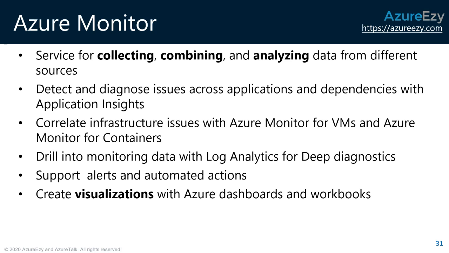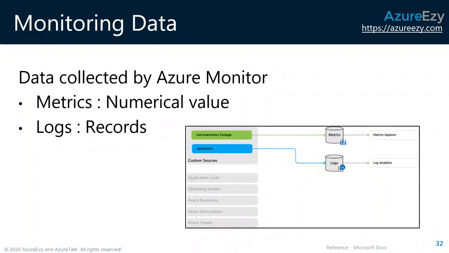Now, with Azure Monitor, what type of data is actually collected? In broad categories, the data collected by Azure Monitor is categorized in two parts. One we call metrics, and the other we call logs. From any source that it will be collecting, generally it is categorized in two parts. One is a metric. A metric is what? That is a numerical value.